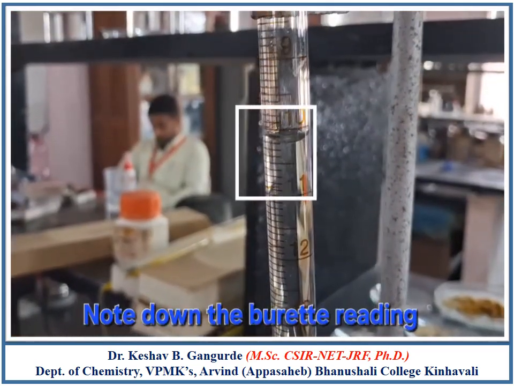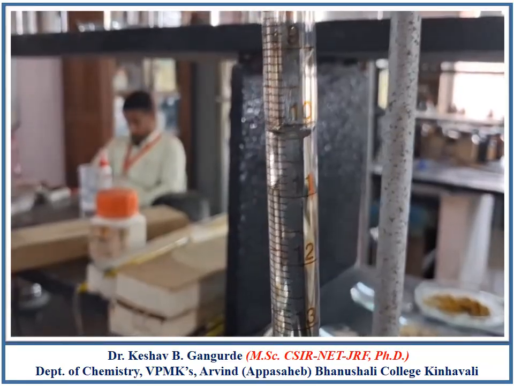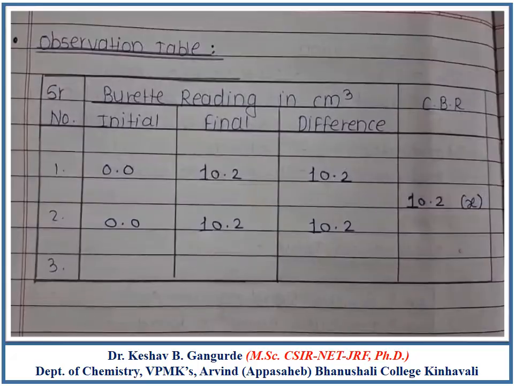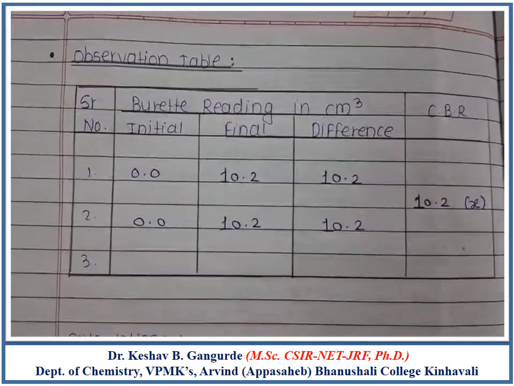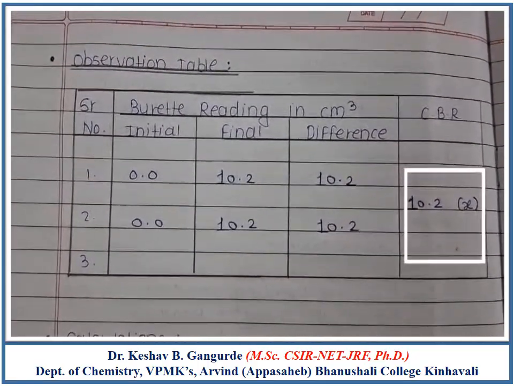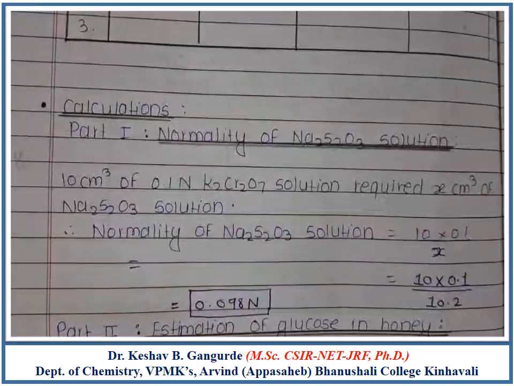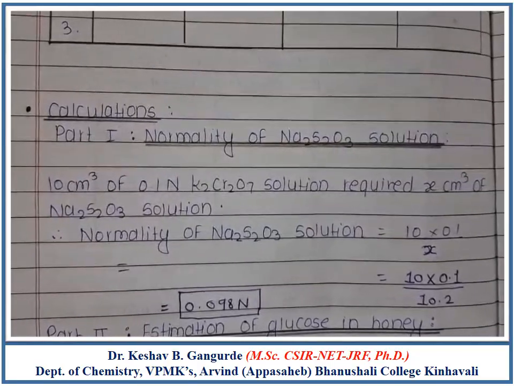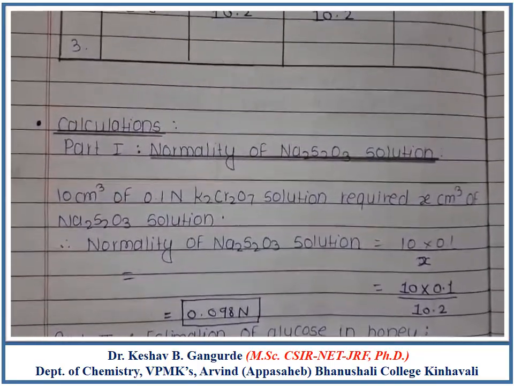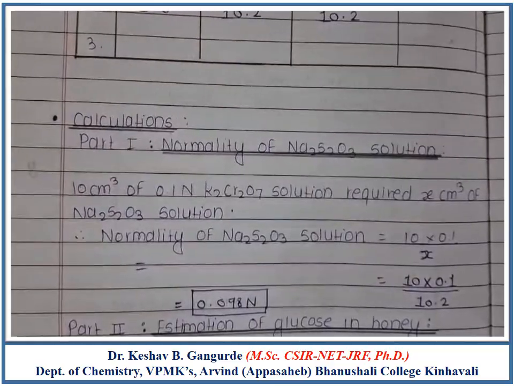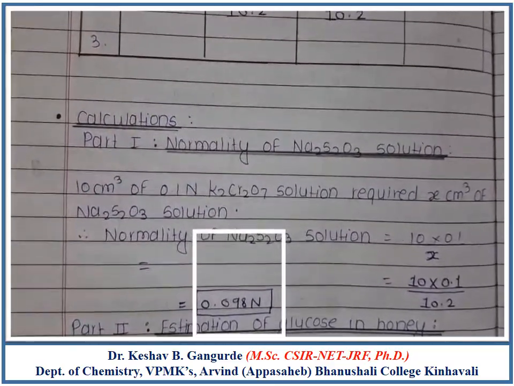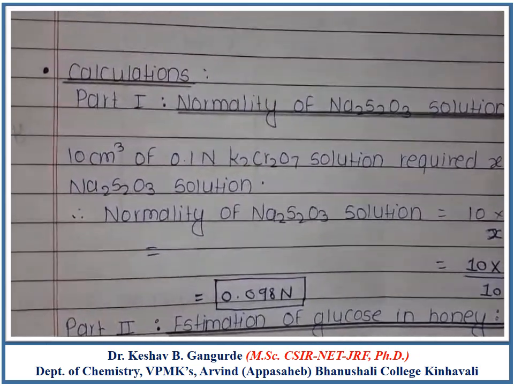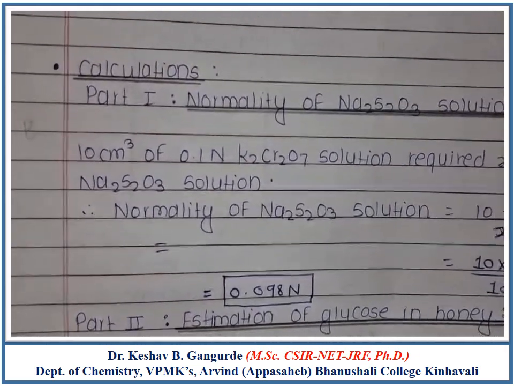Note down the burette reading. It is 10.2. Note down the burette reading and take one more reading to get constant burette reading. Here CBR is observed to be 10.2 centimeter cube. Calculate the normality of sodium thiosulphate solution by substituting the value of X, that is CBR of standardization part. So 10 into 0.1 divided by 10.2, the normality of sodium thiosulphate comes to be 0.098 normal.